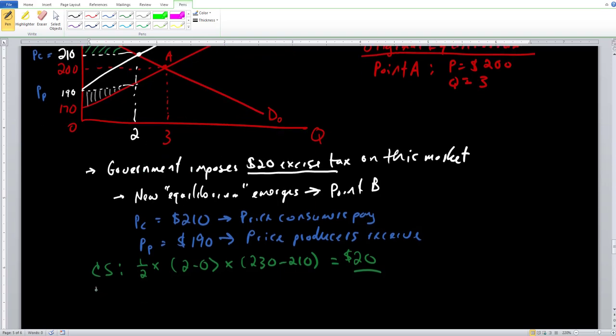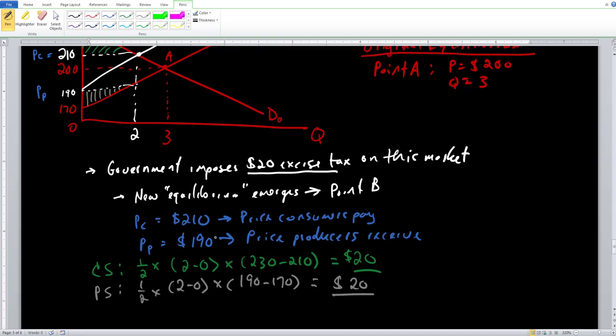Go ahead and take the distances from all these. So we'll put down producer surplus: 1/2 times the base, which is 2 minus 0, nothing new there, times the height, which is 190 minus 170, which also gives us a distance of 20. So therefore, the producer surplus is equal to $20 as well.